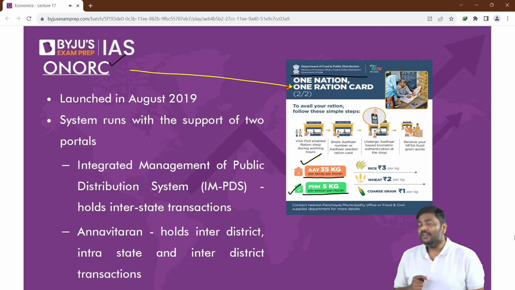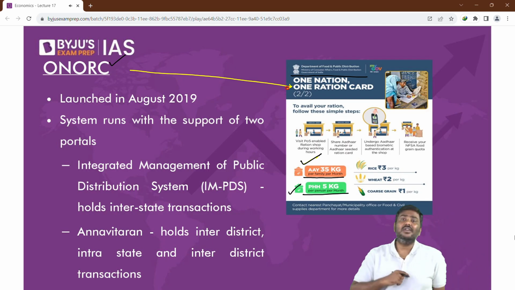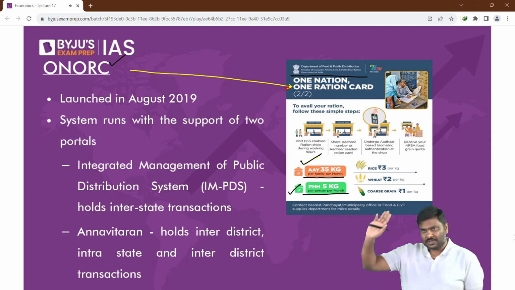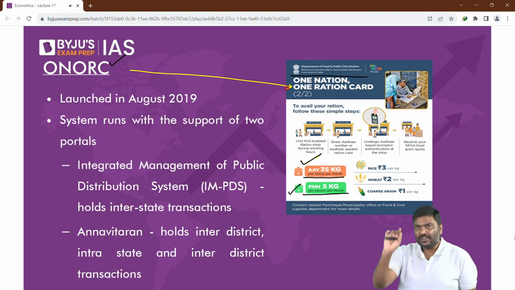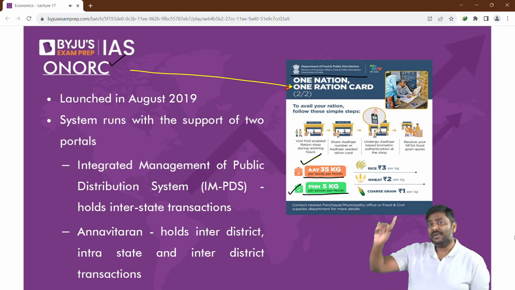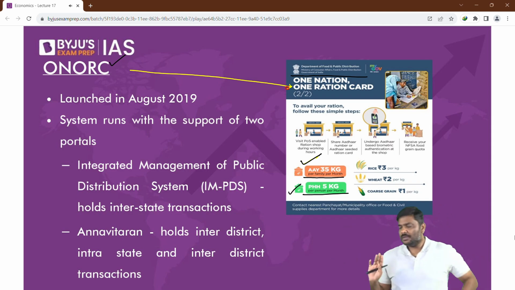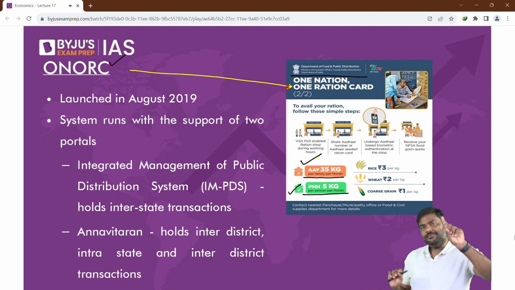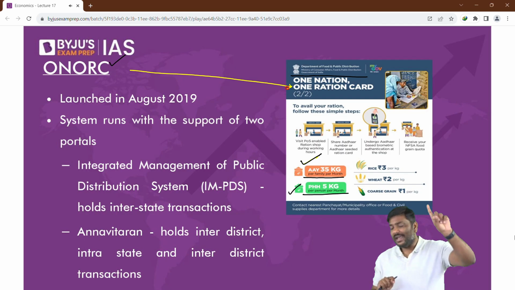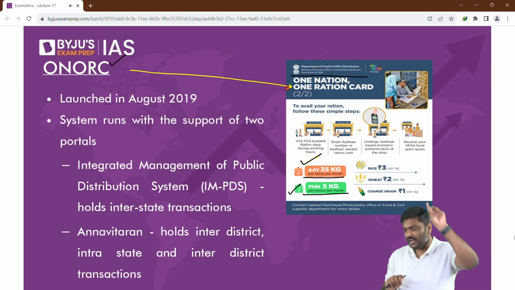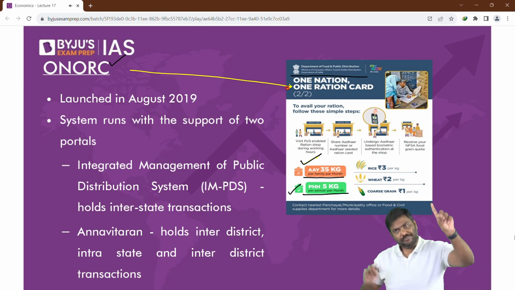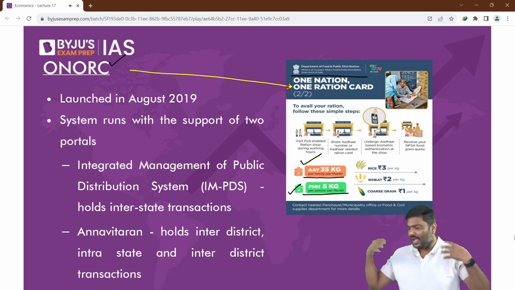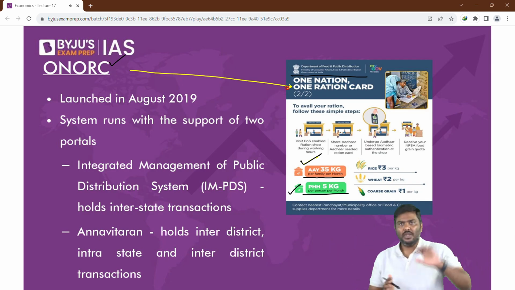Now, what is this one nation, one ration card? In simple terms, it will provide a portability of ration cards. Now, what is this portability? Point number one, please do let me know. Under NFSA, the beneficiaries are identified by the respective state governments. Are all of you okay with this point number one?